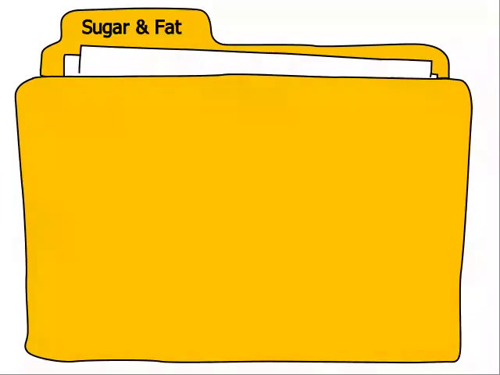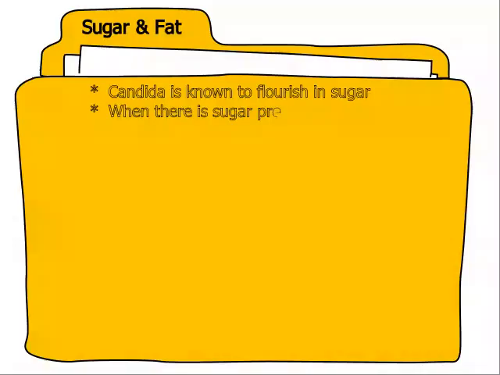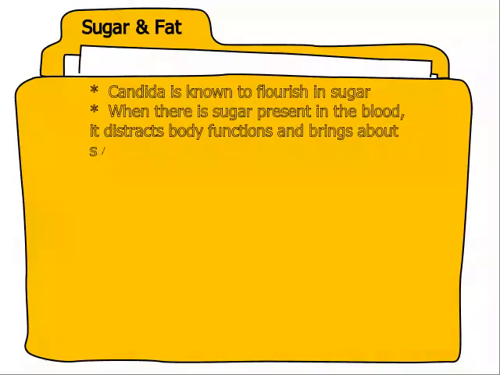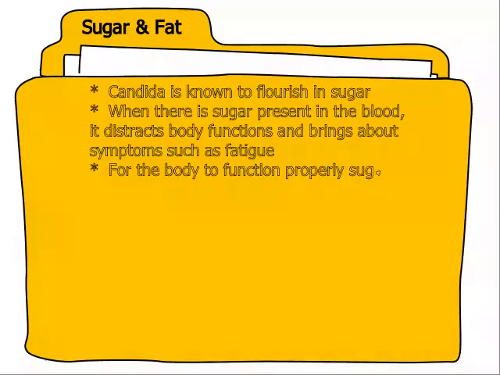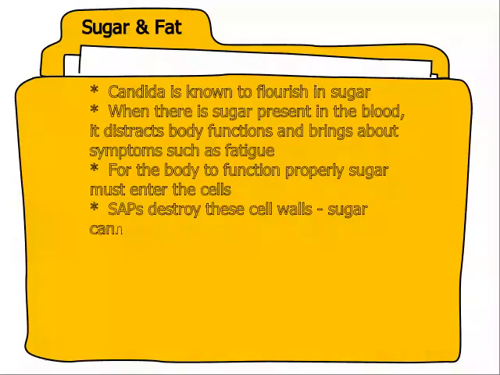Sugar and fat. To explain the whole relationship in simpler terms, we need to talk about sugar and fat. Candida is known to flourish in sugar. When there is sugar present in the blood, it distracts body functions and brings about symptoms such as fatigue. For the body to function properly, sugar must enter the cells. As explained earlier, SAPs destroy these cell walls and hence sugar cannot enter.